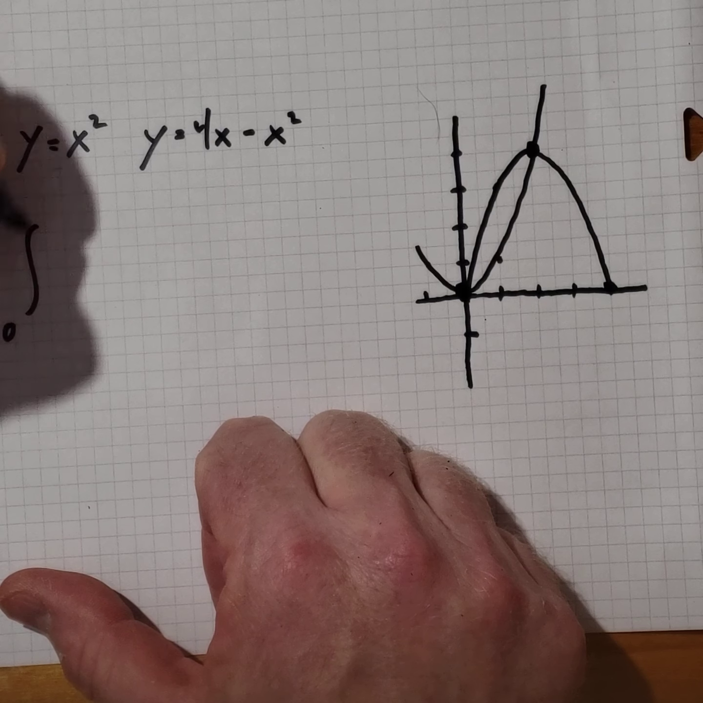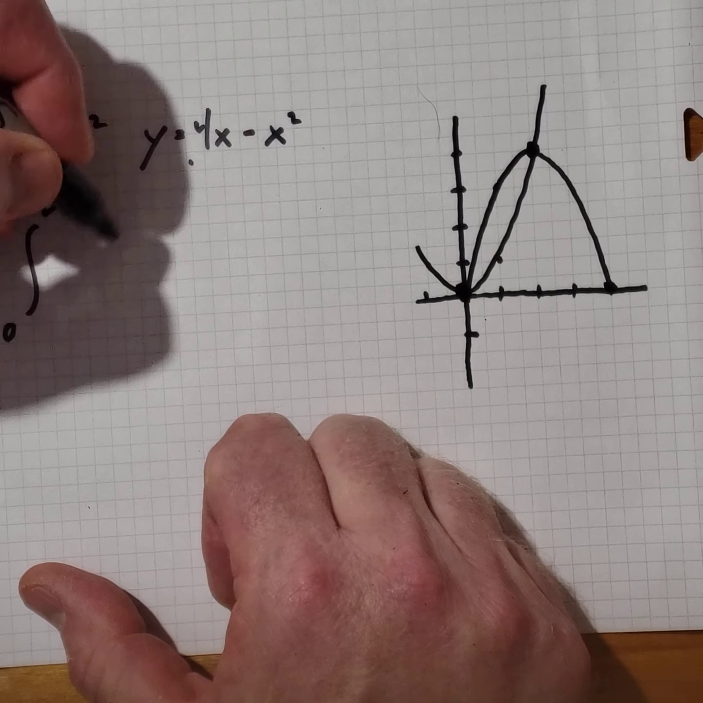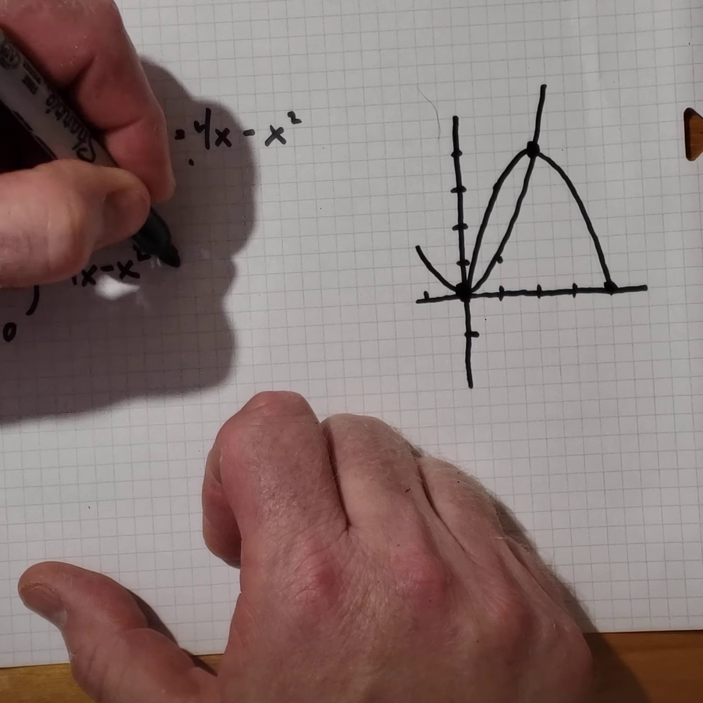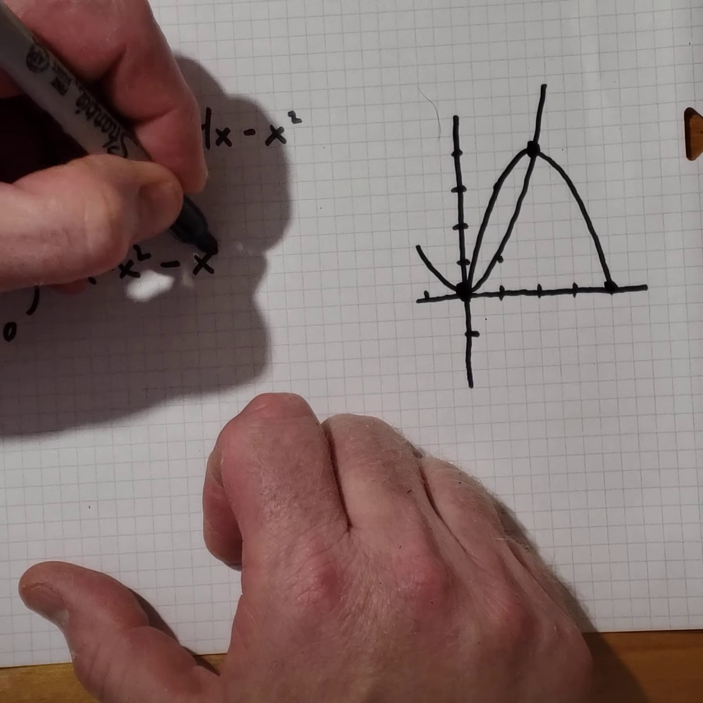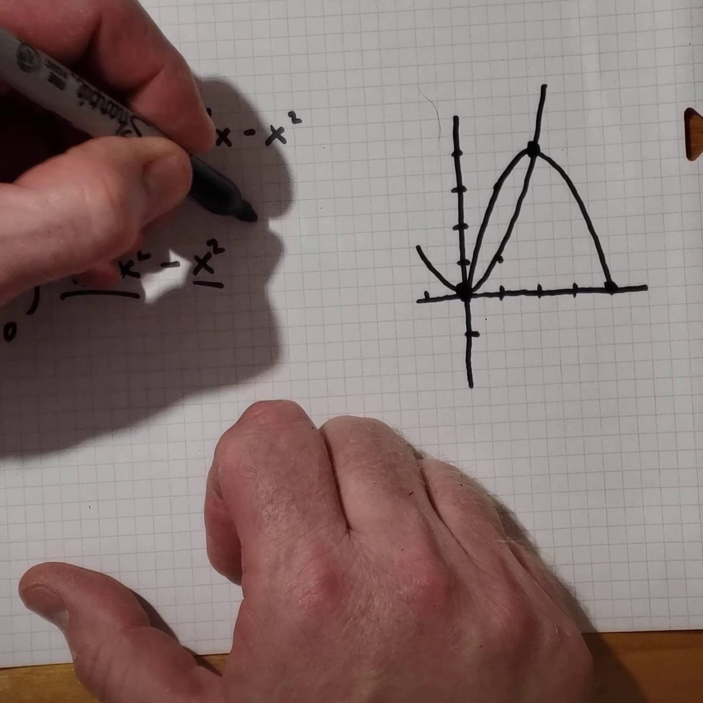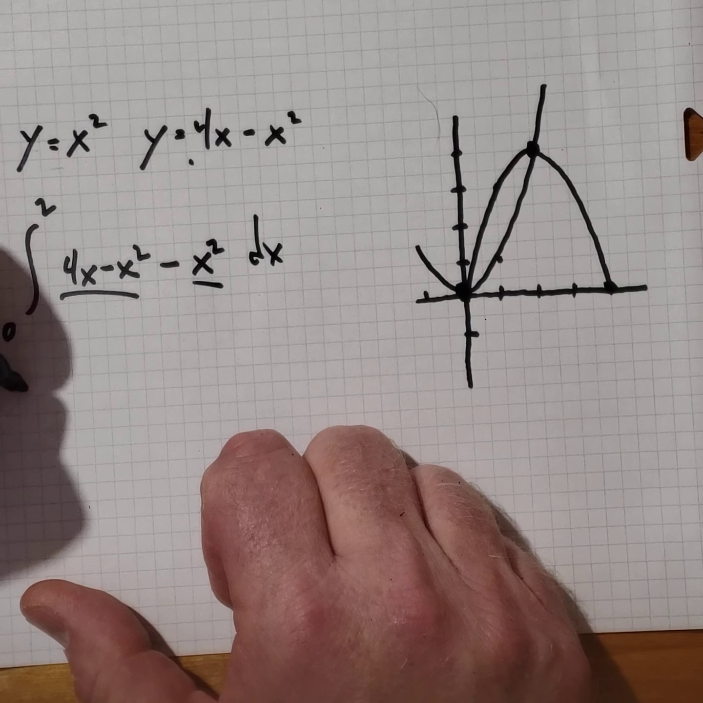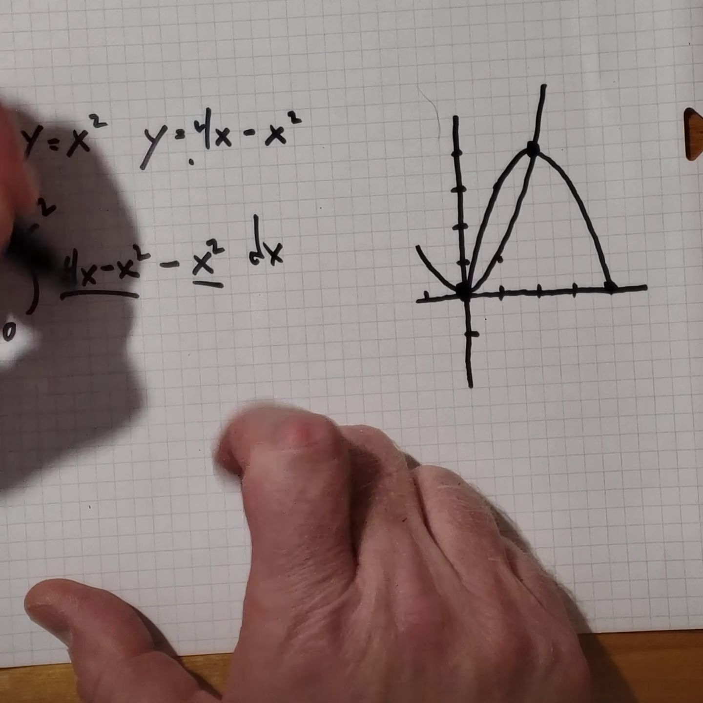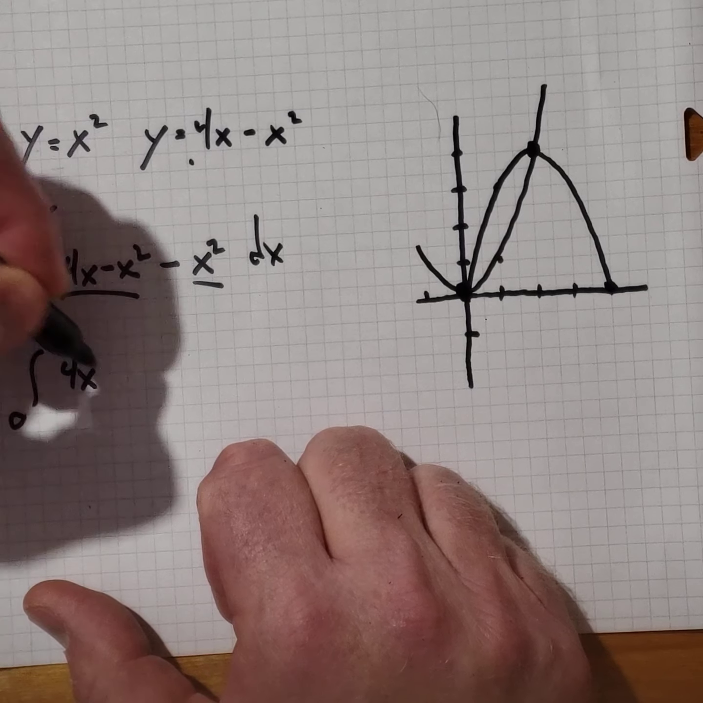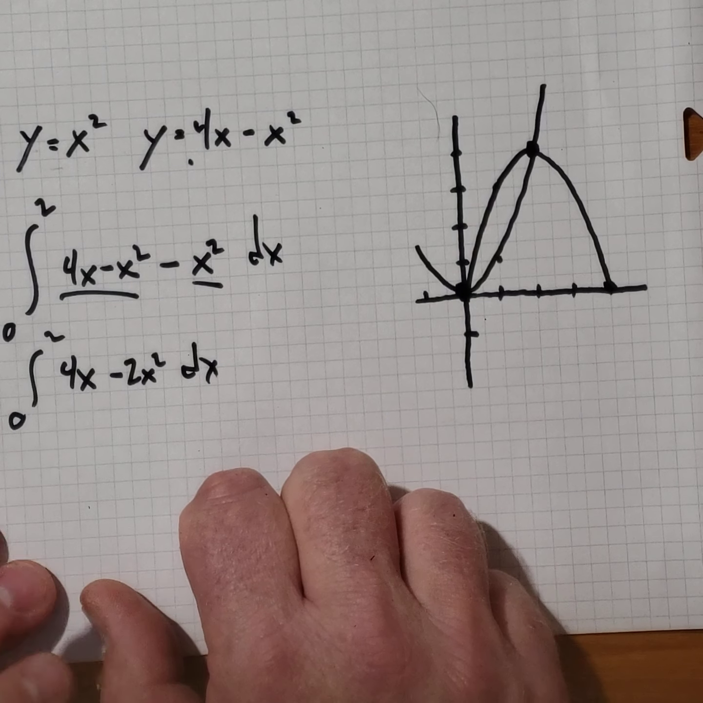integral from 0 to 2. And the top function this time is the upside down one, the 4x minus x squared, minus the bottom one, which is just x squared. So there's our f, there's our g subtracted, dx. The actual integration, well, simplify first, right? This is the integral from 0 to 2 of 4x minus 2x squared dx.